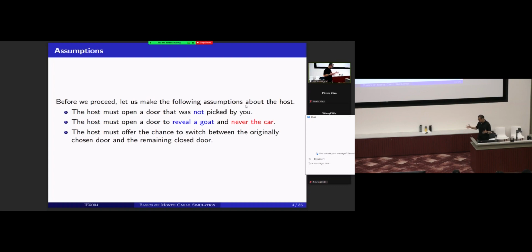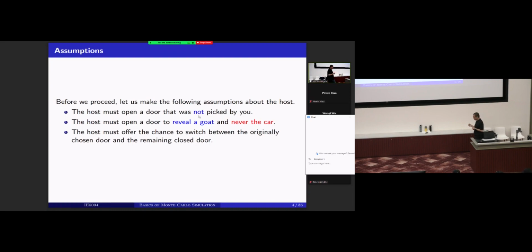So in this setting, we know that you first pick a door, right? And then we need to assume that the host must open a door that was not picked by you. Otherwise, it doesn't make sense. Otherwise, it's not interesting. This seems like a trivial assumption. The second one is that the host must open a door to reveal a goat and not the car.